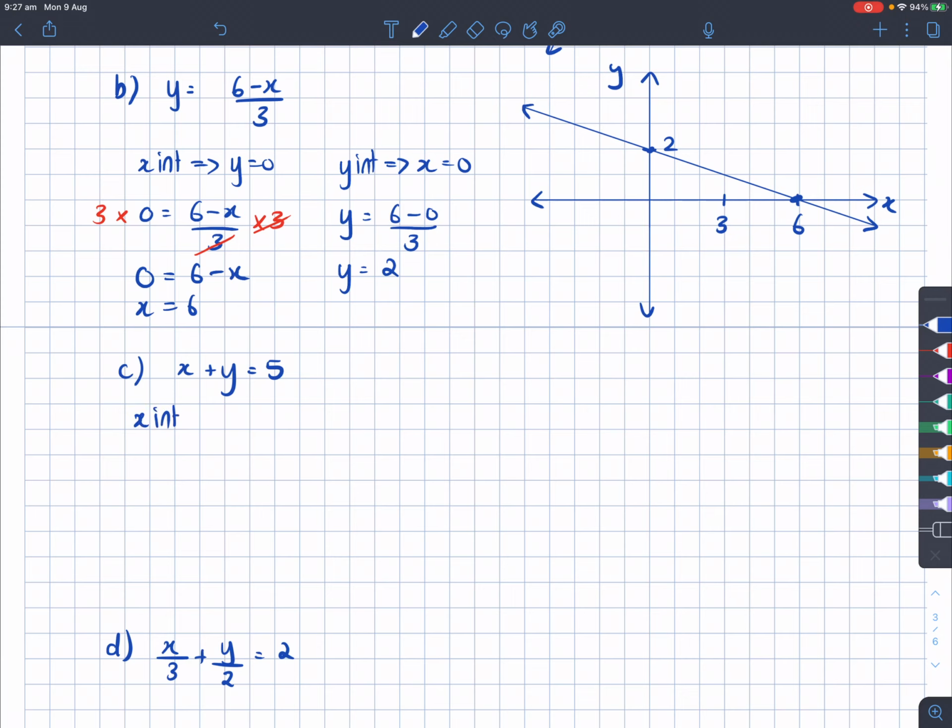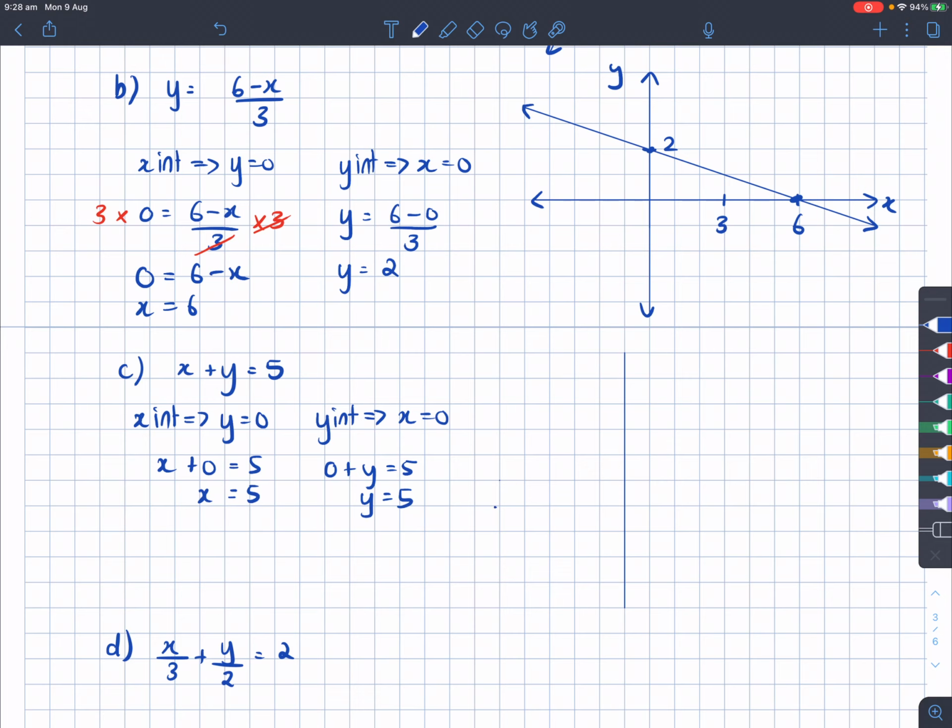Let's find the x-intercept. Question C says x plus y equals 5, so if you were to find out the x-intercept by making y equals 0, you straight away get the x value, because once you make y equals 0, x plus 0 is just x, so therefore x would equal 5. Whereas if I was to find out the y-intercept, this means x equals 0, so if I make x equals 0, then y equals 5. So when I graph this out, I'll have an x value of 5 and a y value of 5.